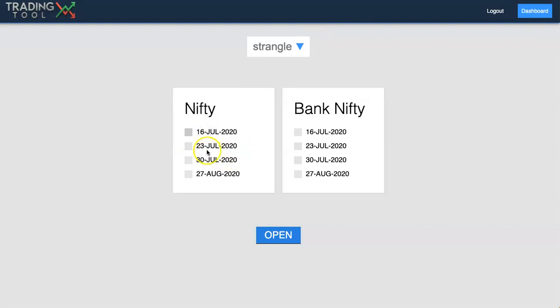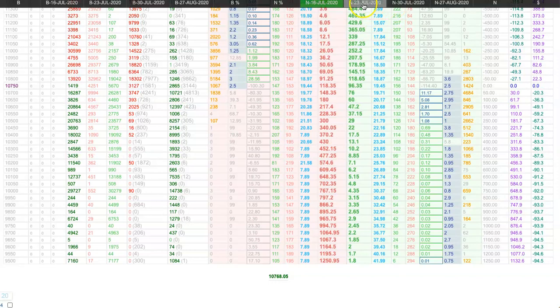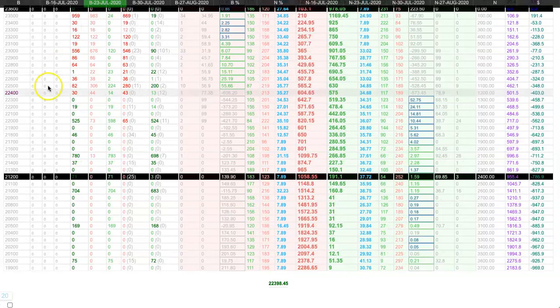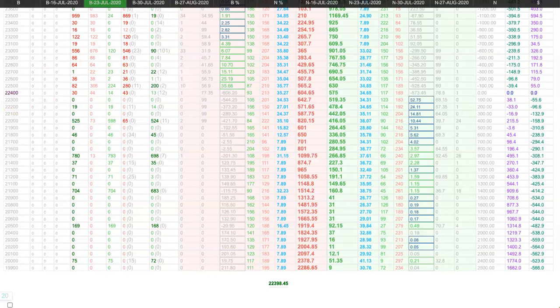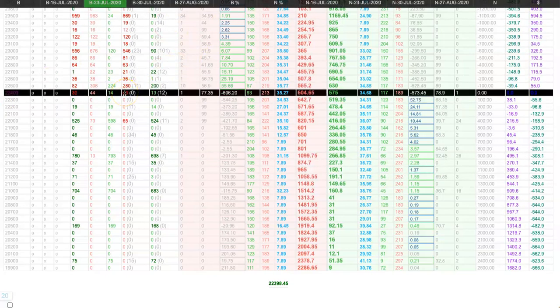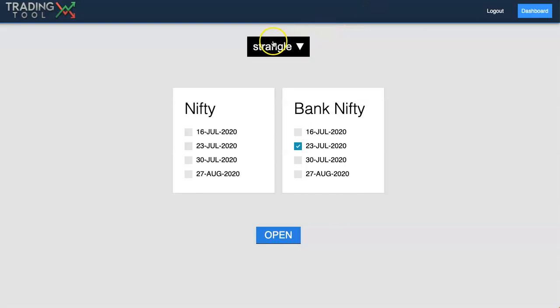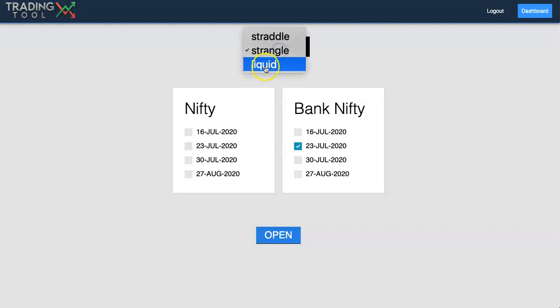If you open 23rd July of Bank Nifty, it chooses the nearby strangle strike prices. Sorry, let me open the Bank Nifty. So it just opened the nearby 22,400 and 22,300. But as we can see, there is no open interest or liquidity at all. So our strangle chart looks like this, full of noise. To automatically choose the highest nearby liquid option in this expiry, you can choose the liquid option.